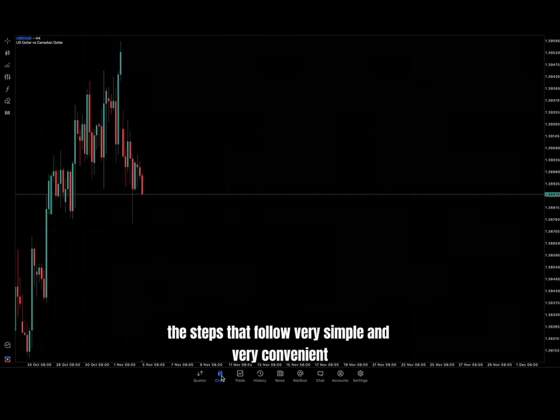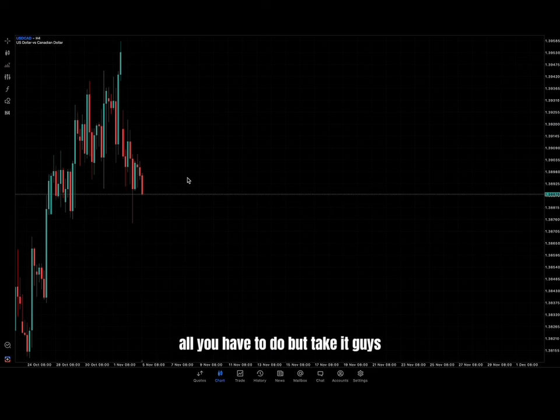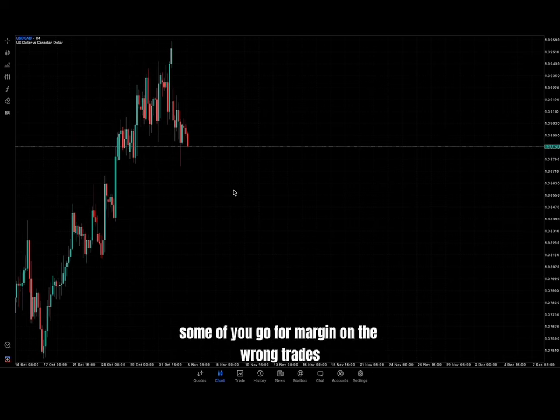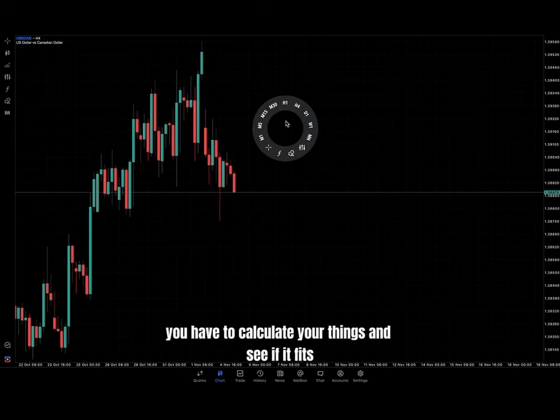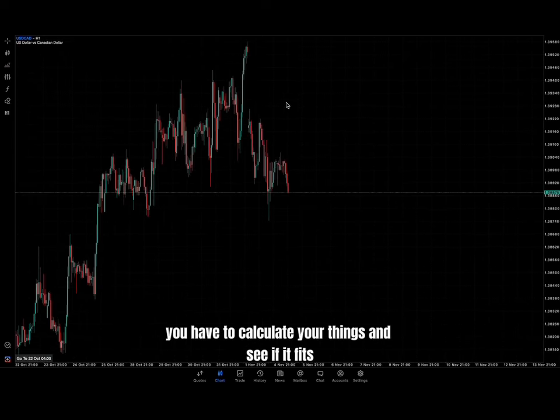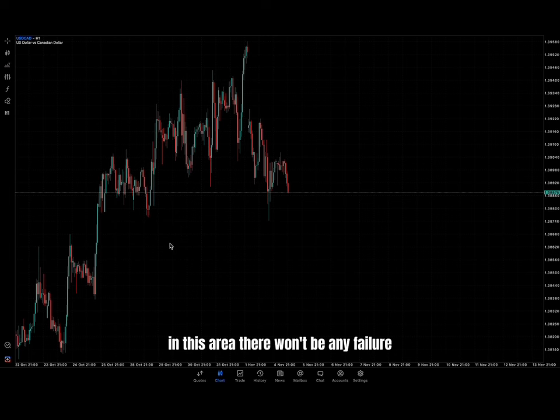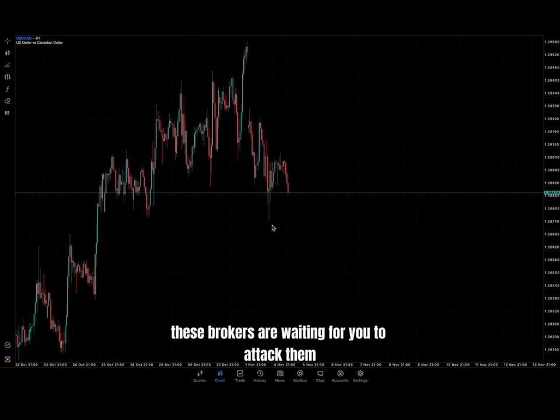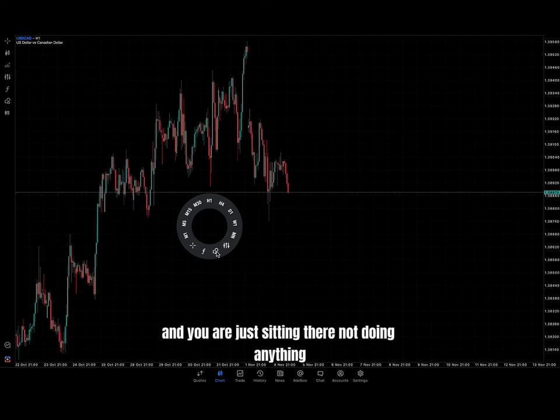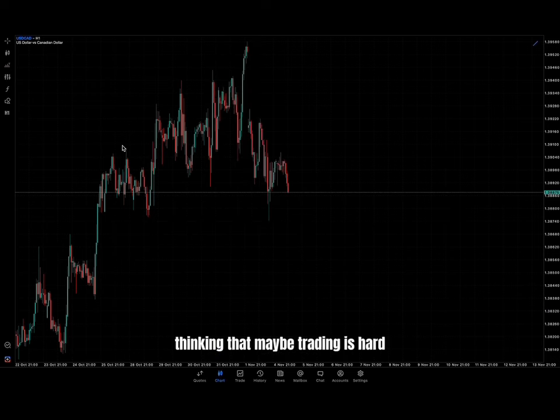All you have to do, but take heed guys, some of you go full margin on the wrong trades. You just don't go full margin everywhere. You have to calculate your things and see if it's fit to do full margin, and then you do full margin. Okay, do your Quasimodo and you see that in this area there won't be any failure, it's a sure shot, then you attack. These brokers are waiting for you to attack them, and you are just sitting there not doing anything, thinking that maybe trading is hard. It's not hard.